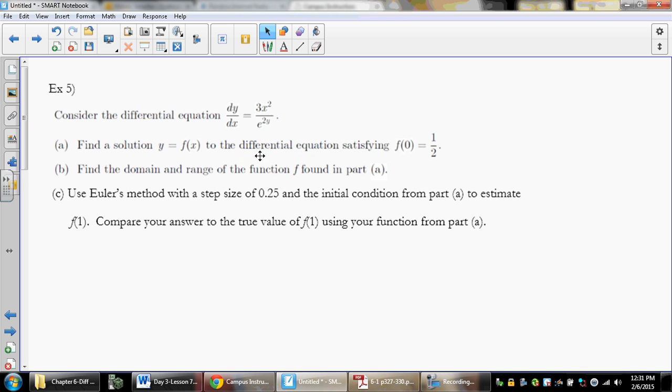Consider this. Find a solution. Find the domain and the range. Use Euler's method. Euler, Euler, Euler, Euler, just in case you forgot how to pronounce it. Use Euler's method with a step size of 0.25 and the initial condition from part A to estimate f of 1. Compare your answer to f of 1 using your function from A.